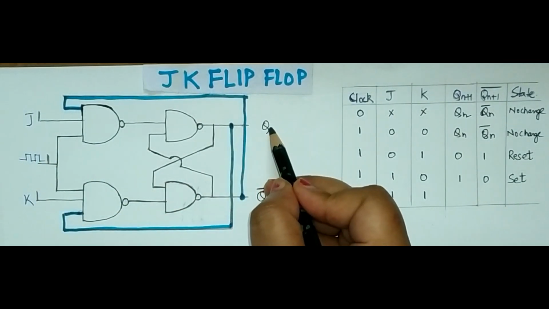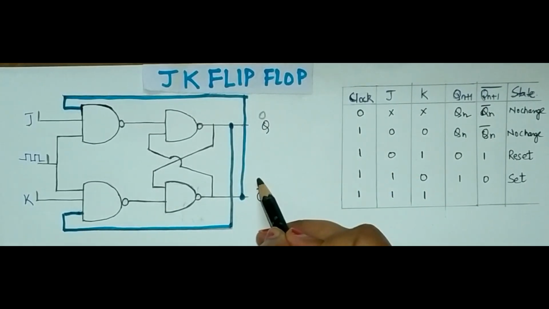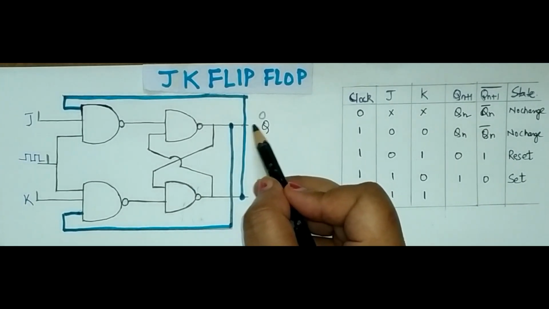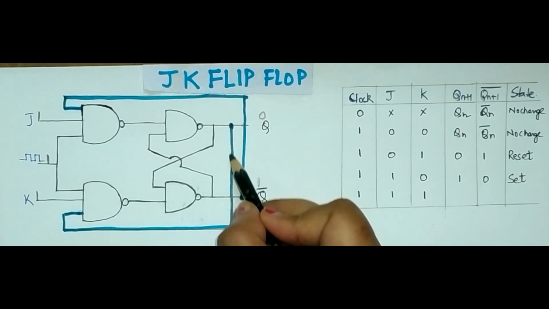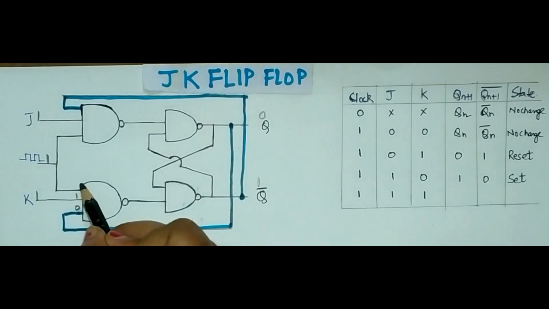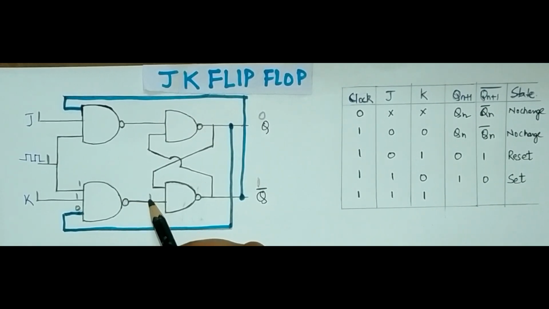Suppose Q was 0 and Q complement was 1. Now when this 0 comes over here, the inputs will be 1, 1, 0. First there will be an AND operation. 1 into 0 will be 0, then its complement will be 1. So 1 will come over here.